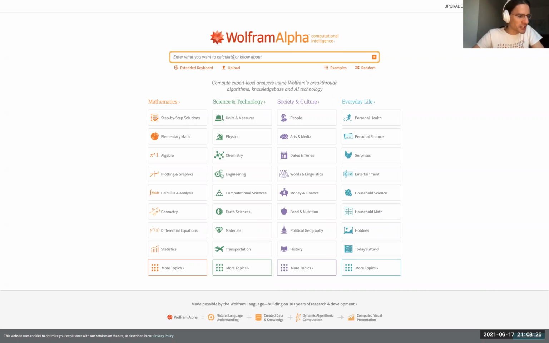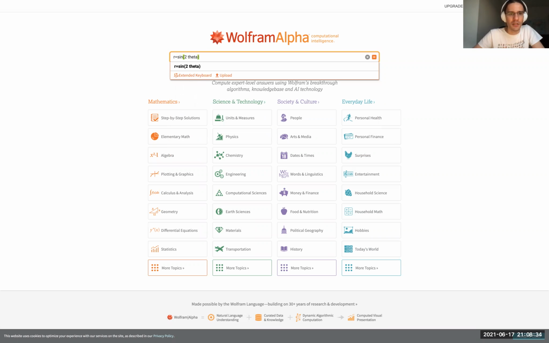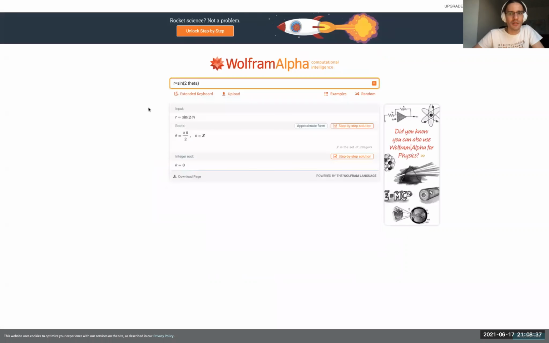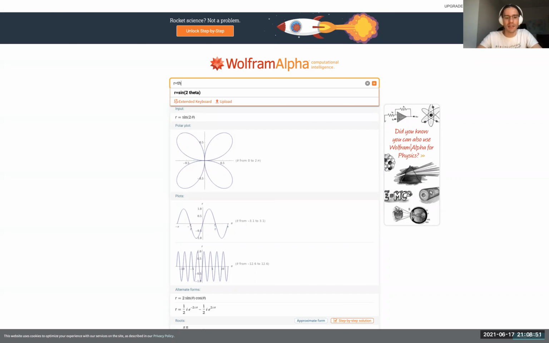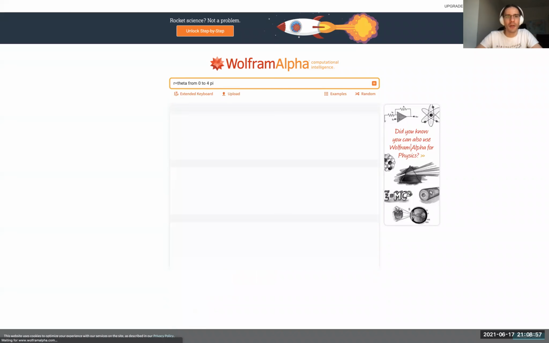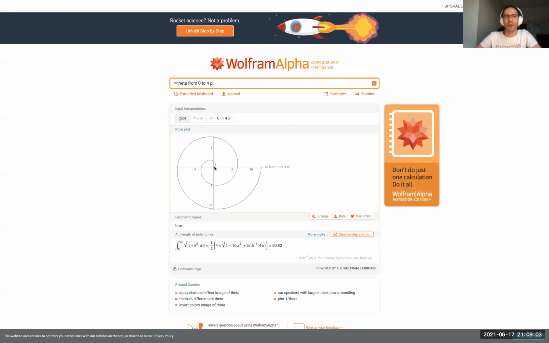So let's look at the equation that we had before. It was r equals sine of 2 theta. And so it'll give me this polar plot. Look at this. That's what the polar plot looks like. Let's look at the plot r equals theta from 0 to 4 pi. Bam, spiral. Look at the feature on that spiral, how it comes in at a tangent angle. So these are perfect plots.